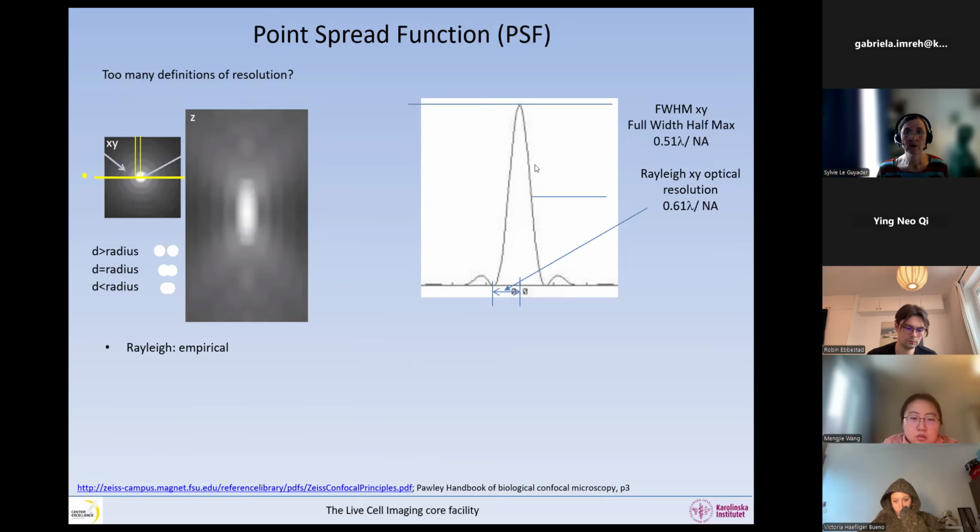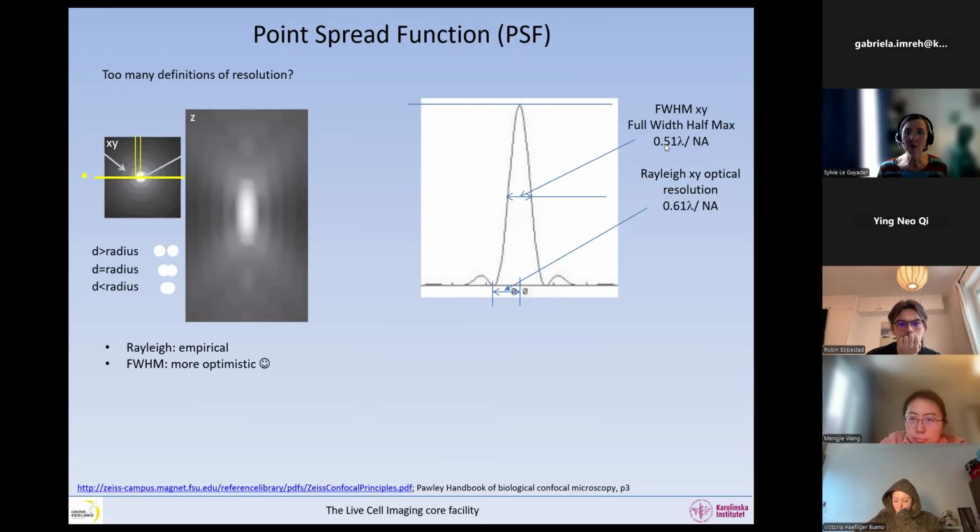And in here, we have half of the main intensity. And here we have the full width at half maximum. This is what it means, full width half max. And so the calculation for this distance is 0.51 lambda divided by NA instead of 0.61.